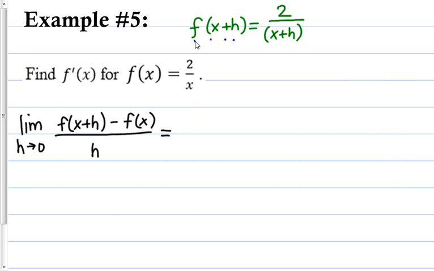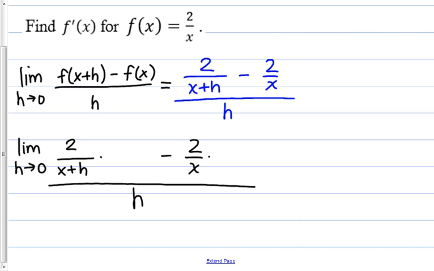And what I have is 2 over x plus h, that's the f of x plus h, minus the original, which was 2 over x. And then all of this is above h. Now here I have a problem because I have fractions inside of fractions. And not only do I have fractions inside of a fraction, but the fractions in the numerator don't even have the same denominator. So I'm going to have to find the same denominator for both of them. And I'm going to do that on the next line. I'll write it all out first.